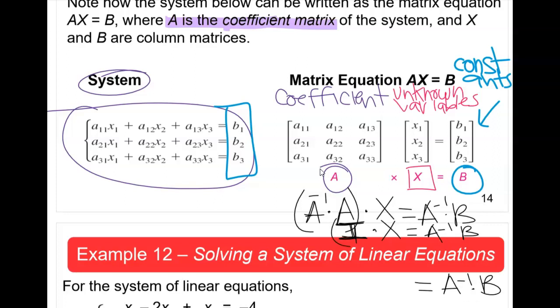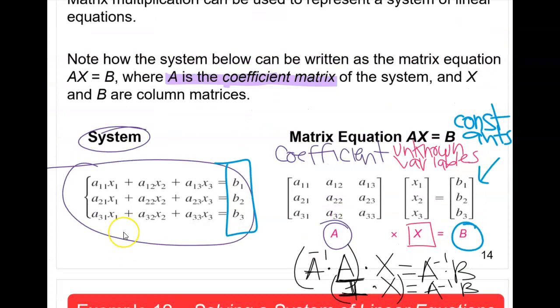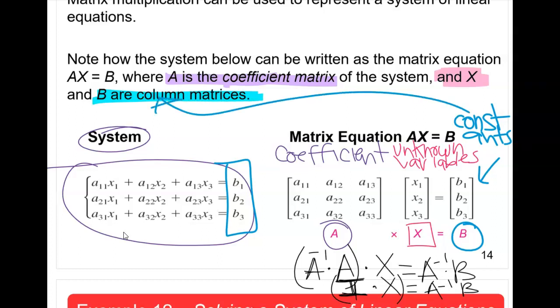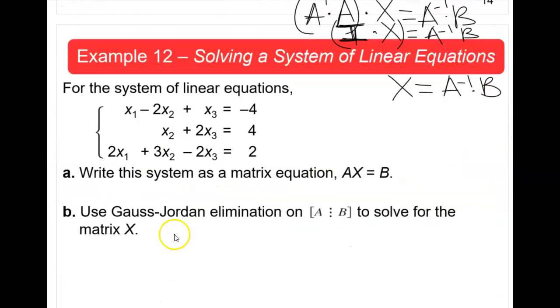And remember that identity times any matrix, you get the same matrix. So that is the idea that we're going to be using in section 8.3. Let me just highlight a few things here. X and B are column matrices. Remember, B was the constants, and then X was the unknown variables. Okay. So that is one of the applications.